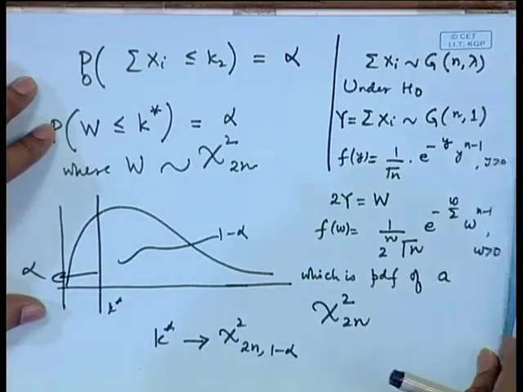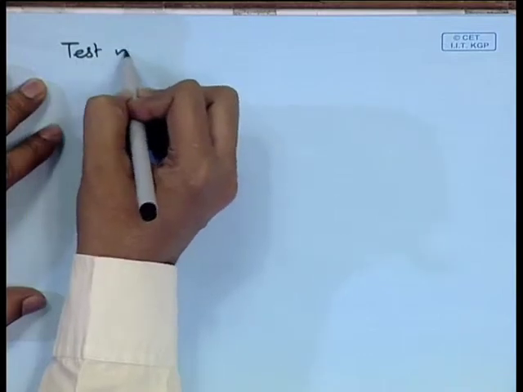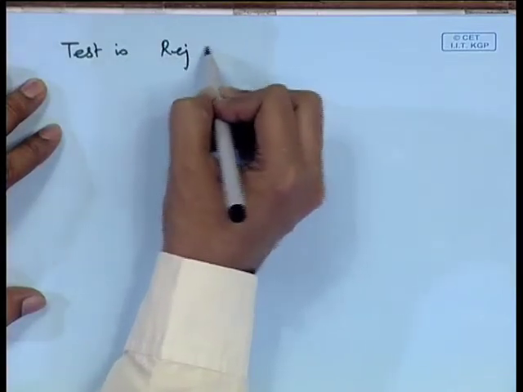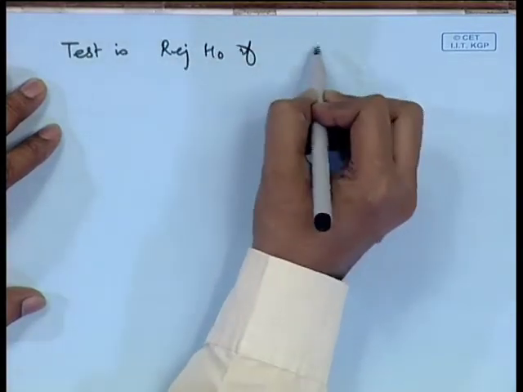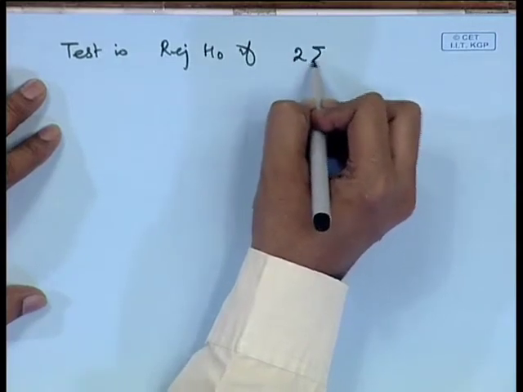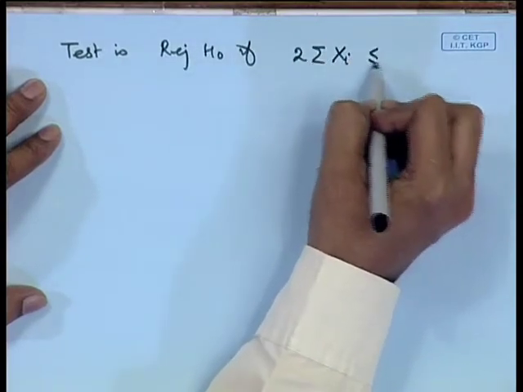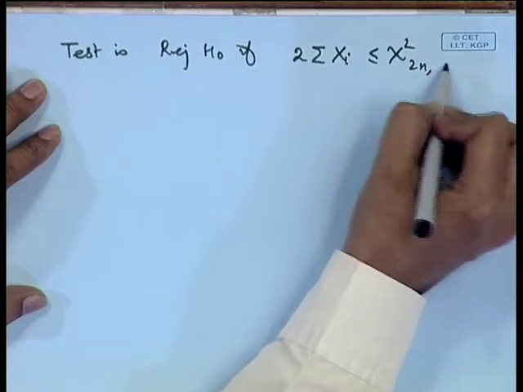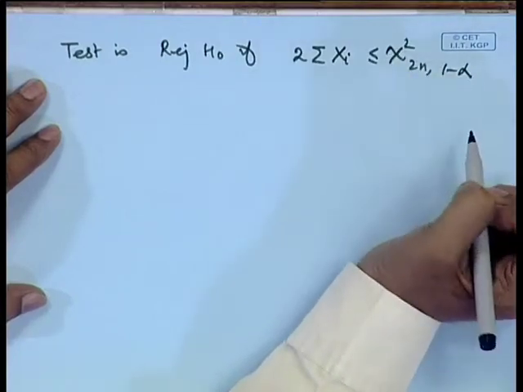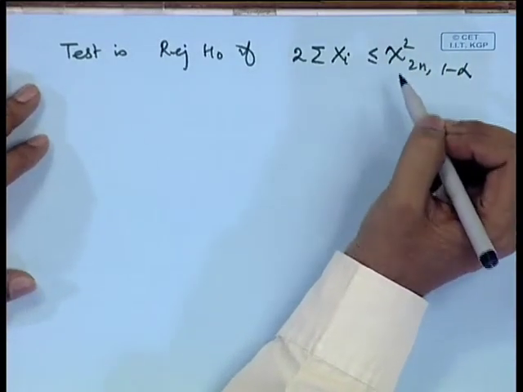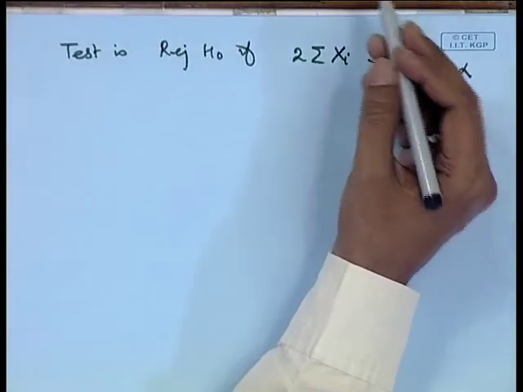So, the test function then becomes: reject H naught if twice sigma x i is less than or equal to chi square 2n 1 minus alpha. Let us again analyze this statement in a practical sense.